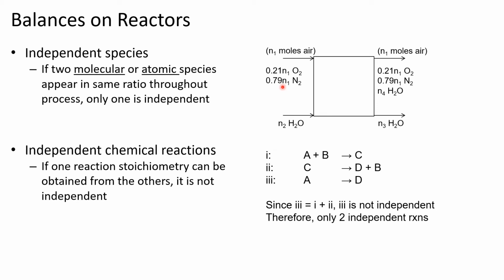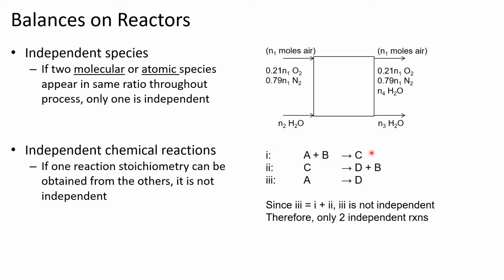To count the number of independent chemical reactions, we must ask ourselves, can any of the chemical reactions that are present in the process be obtained from the others by adding or subtracting them? So in this example here, we have three chemical reactions that can occur. The first one is A plus B yields C. The second is C yields D plus B. And the third is A yields D. Since the third chemical reaction can be obtained by summing the other two, the third one is not independent. We only have two independent chemical reactions.